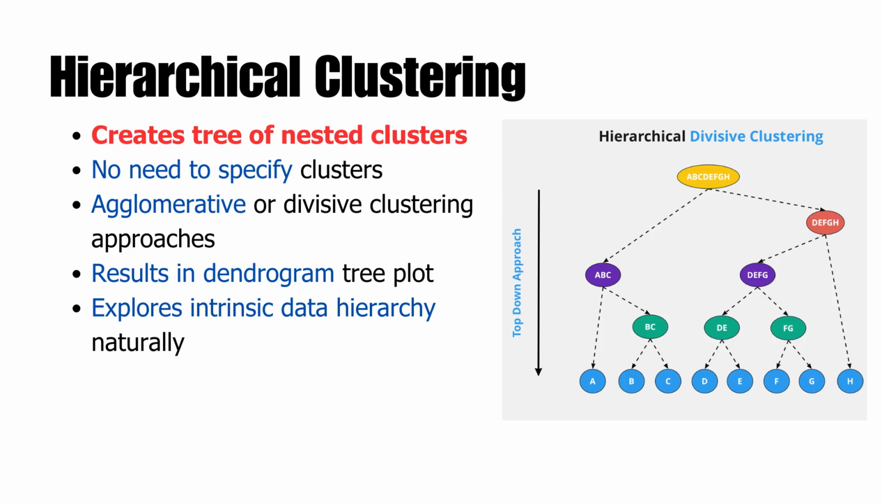Hierarchical clustering either starts with every point as its own cluster and merges them step by step, the agglomerative algorithm, or starts with one cluster and splits it into smaller ones step by step, the divisive algorithm. The result is a dendrogram, a tree-like plot showing how clusters merge or split at each level.